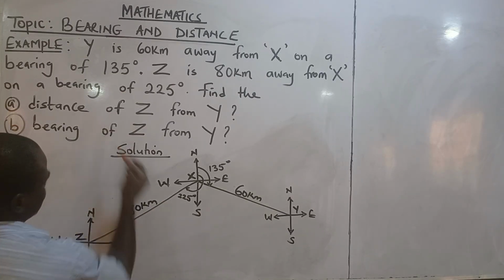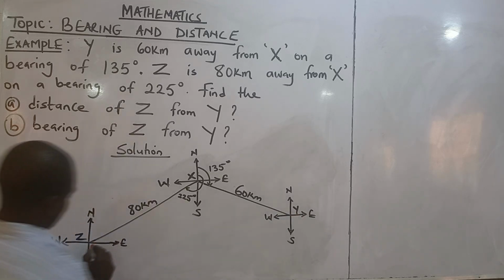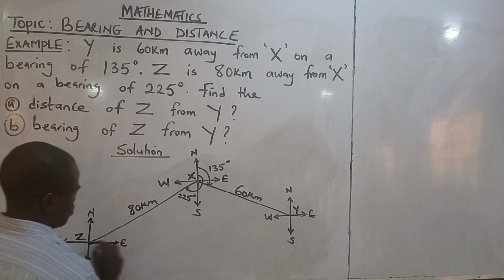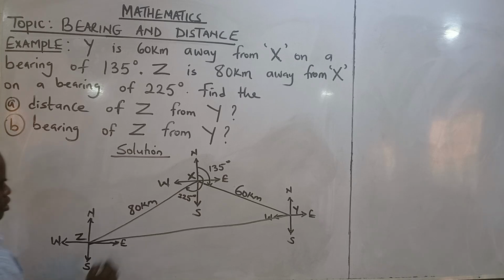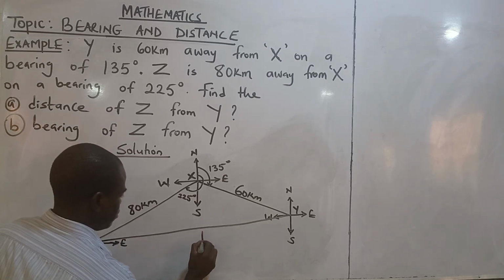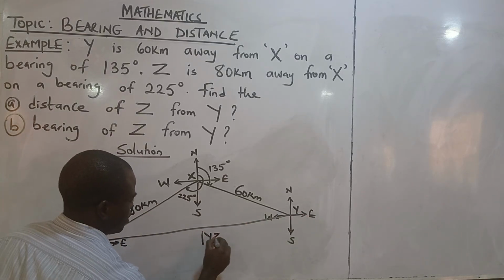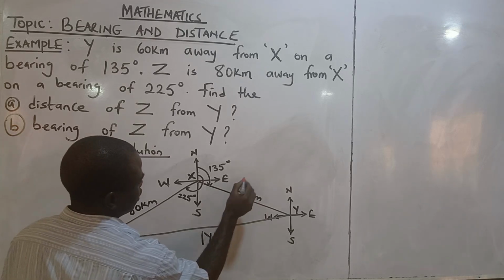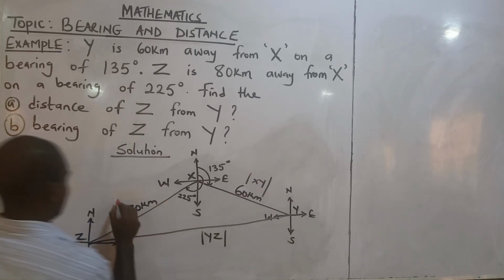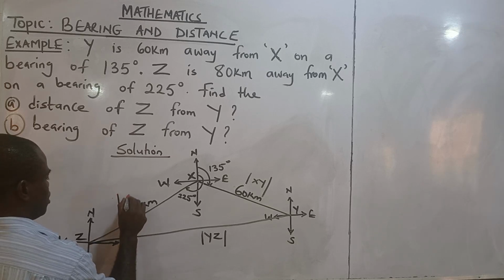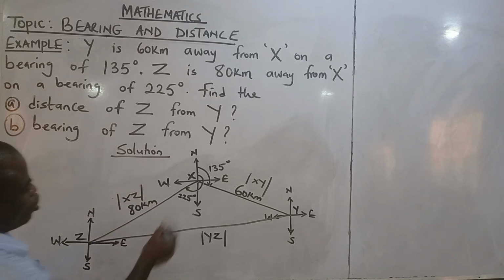And we have to look for the distance of z from y. This y. Draw your line to this point. This line is yz. This is line xy. This is line xz. Is that okay? We want to know this angle.